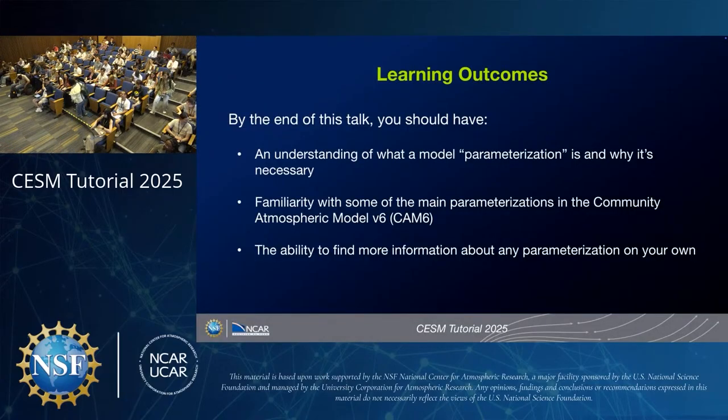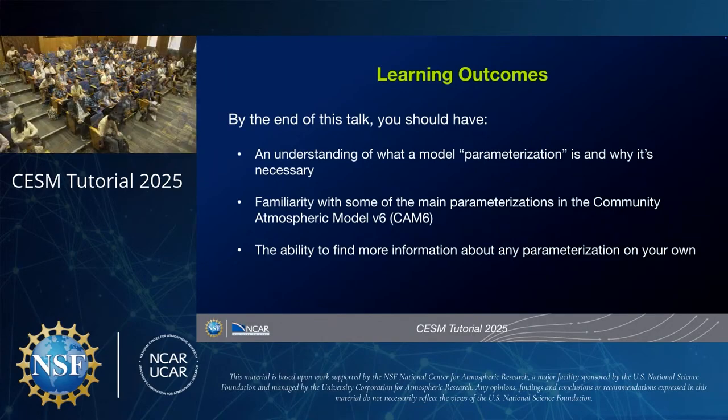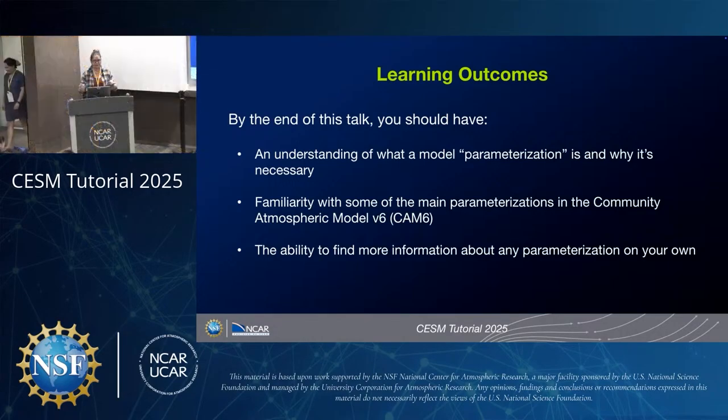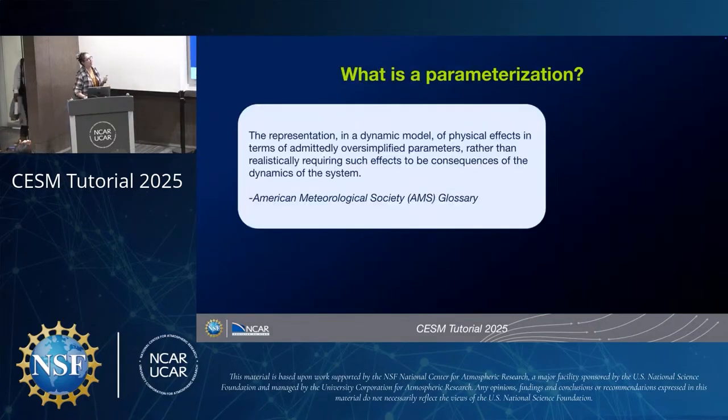By the end of this talk, our goal is that you have an understanding of what a model parameterization is and why it's necessary. Now, you might already have that. We're just going to try and formalize it a little bit. Hopefully, you'll come away with some familiarity with some of the main parameterizations that are present in the Community Atmospheric Model version 6, CAM 6, and the ability to find more information about any parameterization on your own. There are a ton of parameterizations out there. If you have any experience with this, you'll know that. So really, we just want to give you the tools to find out more. So hopefully, you'll get that by the end.